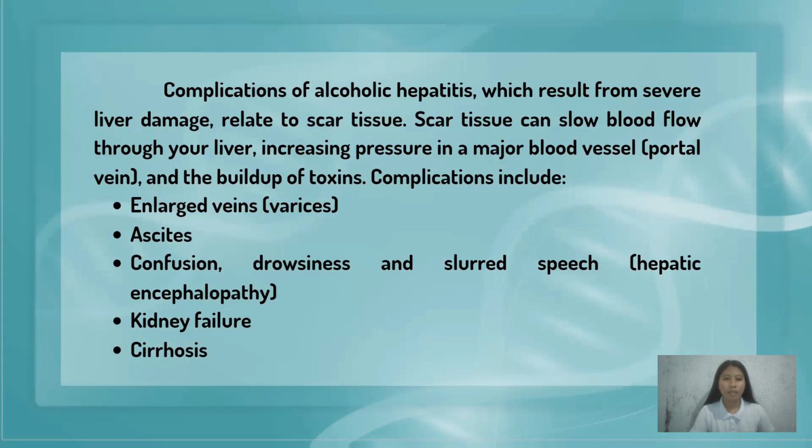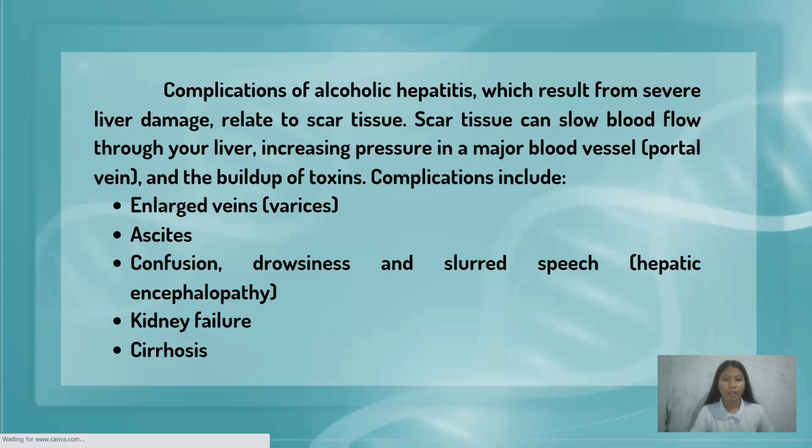Second, ascites. Fluids that accumulate in the abdomen might become infected and require treatment with antibiotics. Ascites are not life-threatening but are usually signs of advanced alcoholic hepatitis or cirrhosis. Third, confusion, drowsiness, and slurred speech. A damaged liver has trouble removing toxins from your body. The buildup of toxins can damage your brain. Severe hepatic encephalopathy can result in coma.